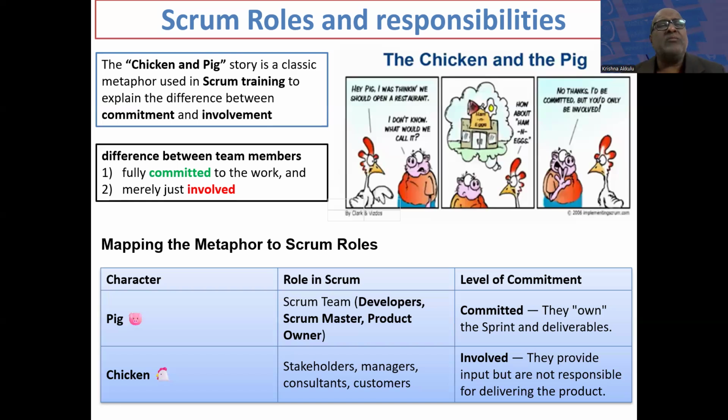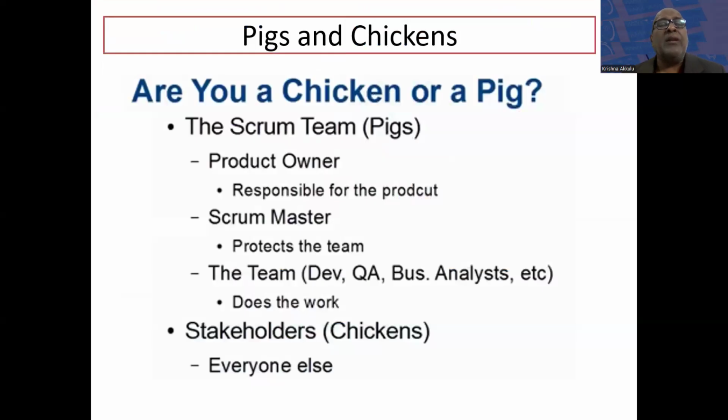The next slide also talks about the same thing. Are you a chicken or a pig? Yes, the Scrum team is pigs. The product owner is responsible for the product backlog, as we saw in the Scrum iteration diagram. They're prioritizing the stories and giving the right information to the team. That is the product owner's responsibility.